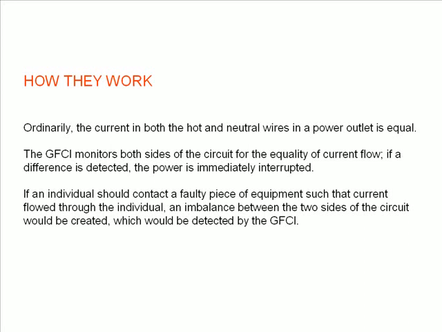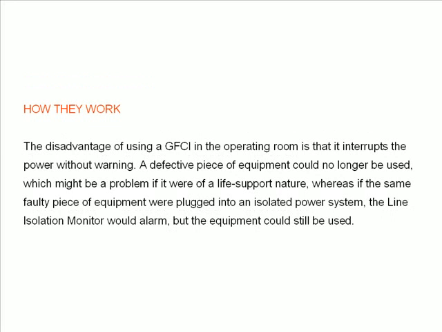If an individual should contact a faulty piece of equipment, such that the current flowed through the individual, an imbalance between two sides of the circuit would be created, which would be detected by the ground fault interrupter circuit. The disadvantage of using a ground fault interrupter circuit in the operating room is that it interrupts the power without warning. A defective piece of equipment could no longer be used, which might be a problem if it were of a life support nature, like a ventilator or like a cardiopulmonary bypass machine.